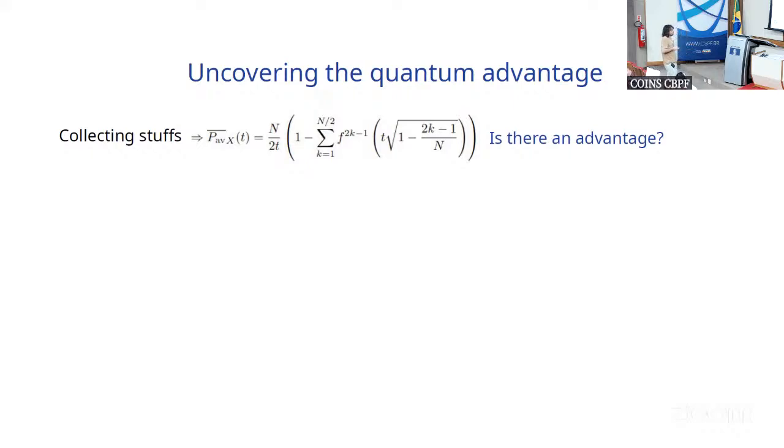So what can we do? Well, of course you can go to finite N, start to plot this and see if there is an advantage or not. But the referee could always say, oh, but this is a finite size effect, so I don't trust it. So you need to do something better.